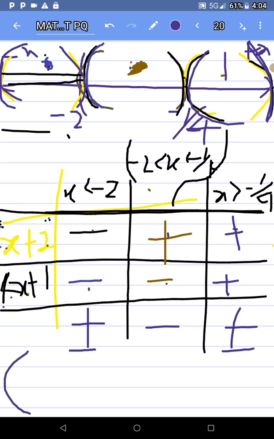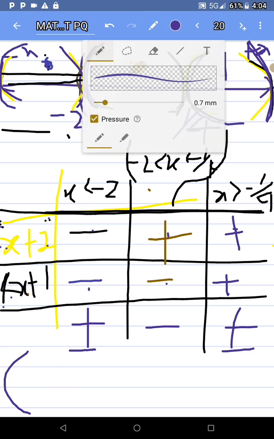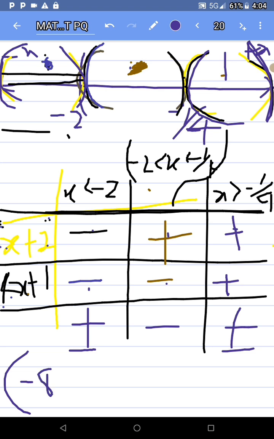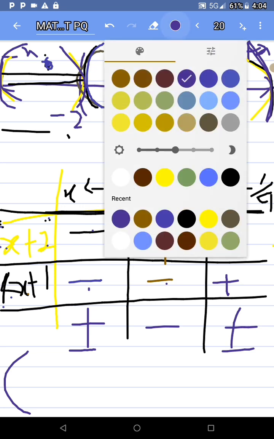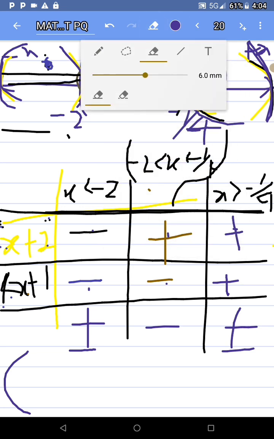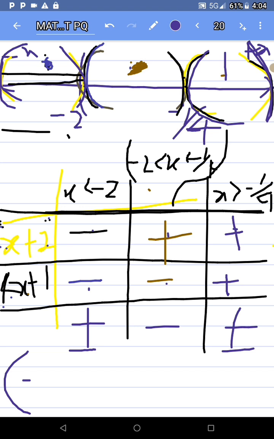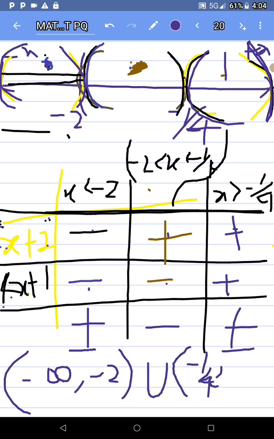I will write it in bounded form. So I will say that will be negative infinity, comma minus 2, union minus 1 over 4 to positive infinity. So this is the region.